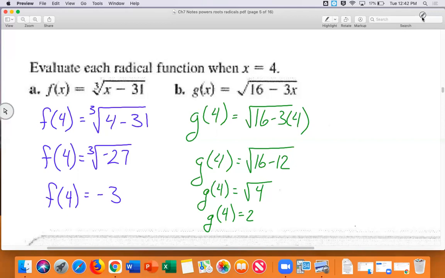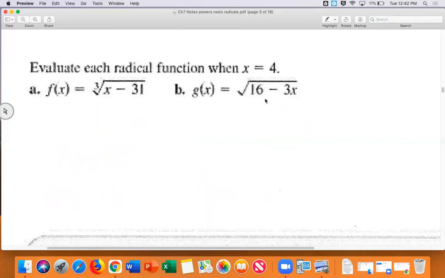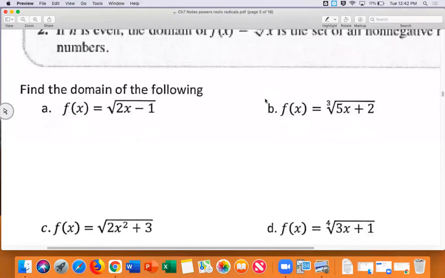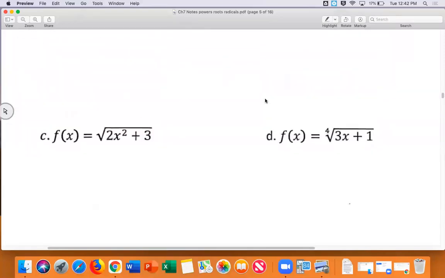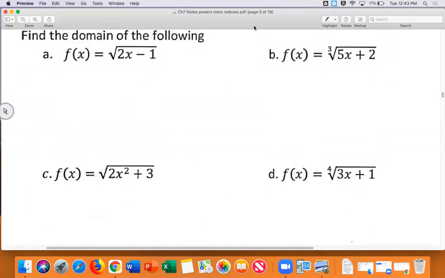All right, let me see what this next little bit is. All right, we'll talk about that tomorrow. Not gonna rush through it. All right, so I'll be putting up the web assign for this. We'll finish up the domain tomorrow, recap everything, and then move on to 7.2.